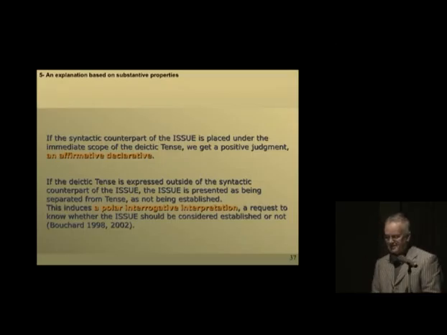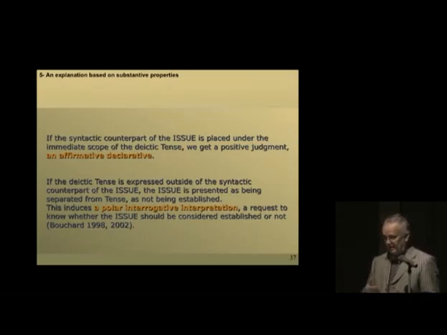Now, if the syntactic counterpart of the issue is placed under the immediate scope of the deictic tense, we get a positive judgment, an affirmative declarative. Okay? And there's been a lot of discussion of the semantics of this. More philosophically inclined people will say that it is by situating it in time that you can give it a value of some sort, a truth value of some sort. Okay? But that gives you the declarative sentence.